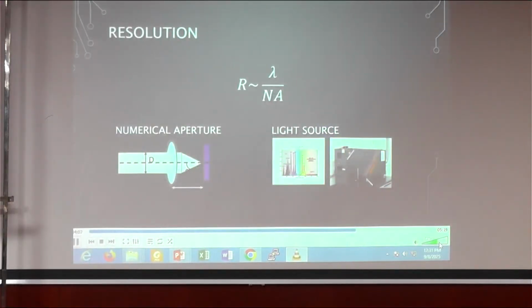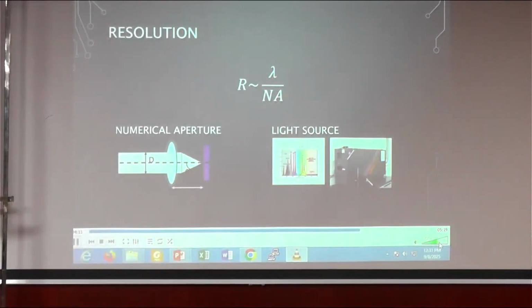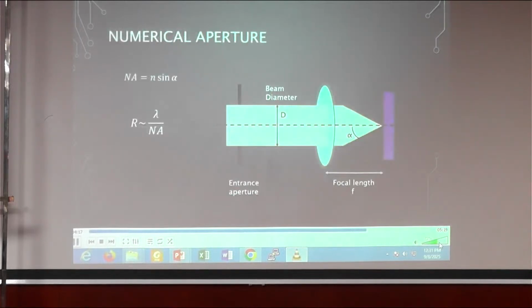The smallest degree of detail, or resolution, that photolithography can achieve is determined by two factors: the numerical aperture of the optical system and the light source. The numerical aperture can be approximated with the index of refraction and the max half angle of the collimated light, as shown in the picture.